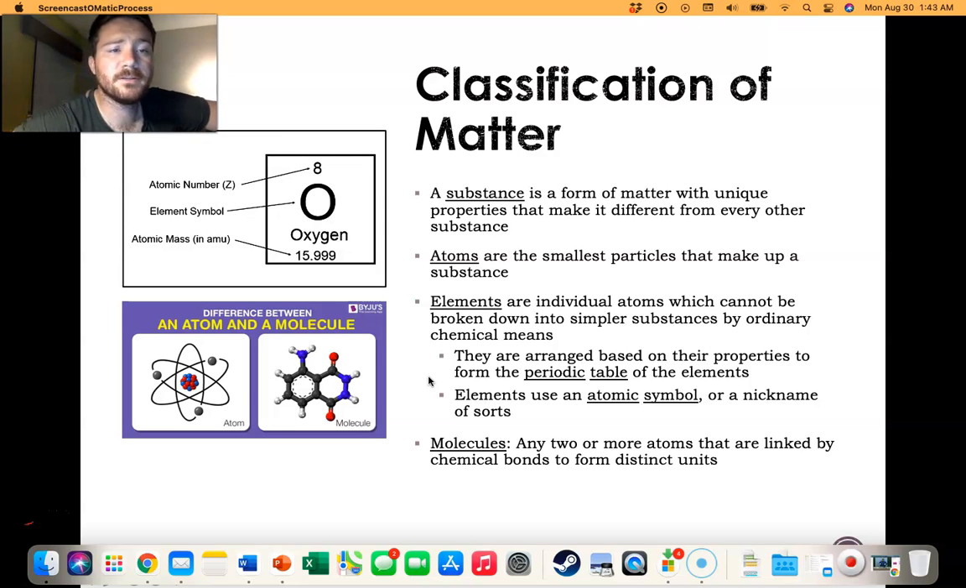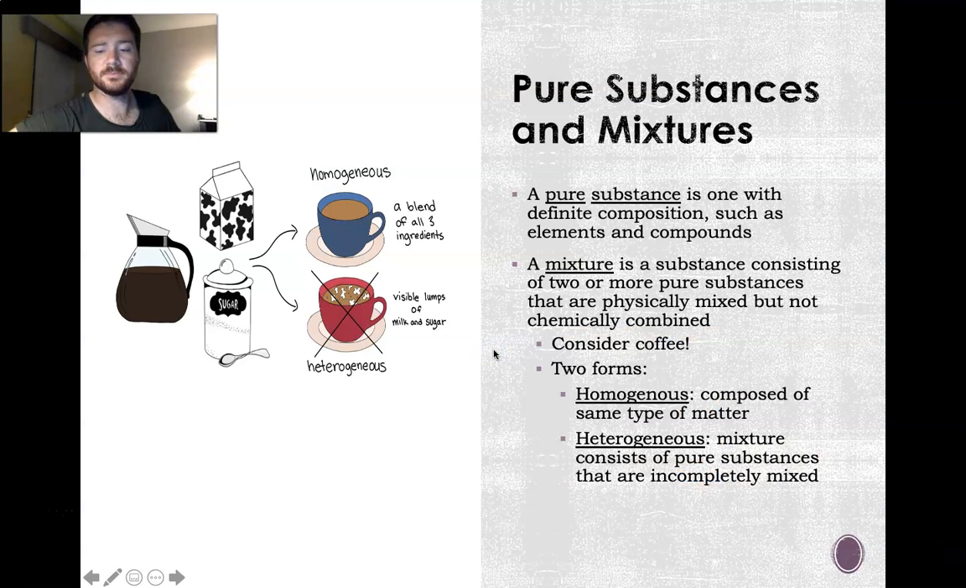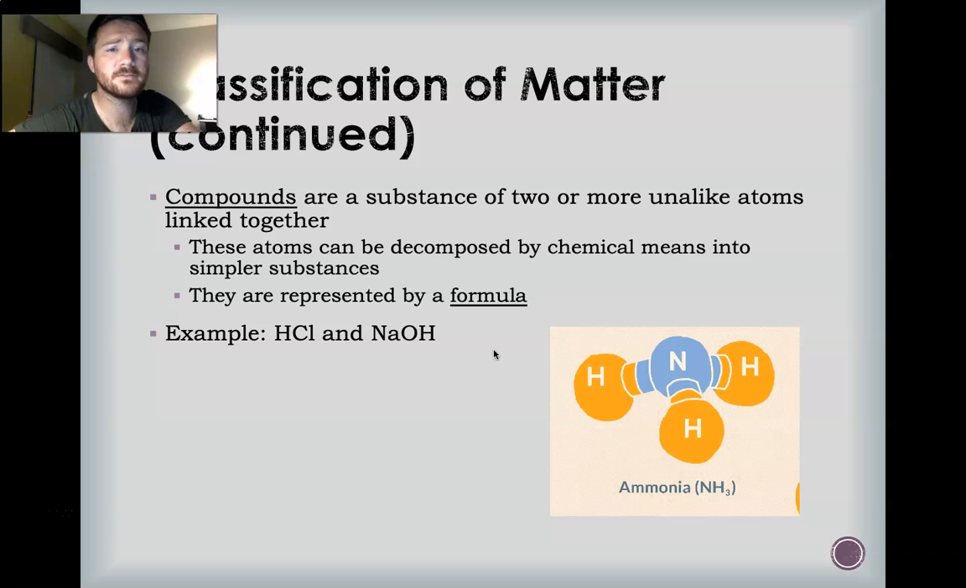Molecules are an arrangement of atoms linked together by chemical bonds. If you have a water bottle on your desk with water in it, you're drinking a molecule. That is two hydrogens and an oxygen fused together by a chemical bond to form water. Really one of the bases of life. Now, compounds are substances of two or more unlike atoms linked together. Water fits that mold. Water is a compound and a molecule.